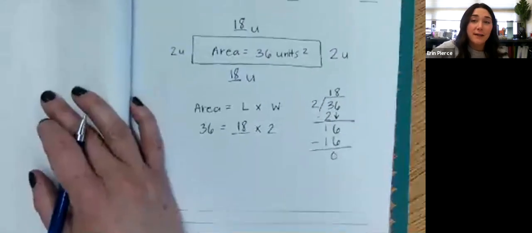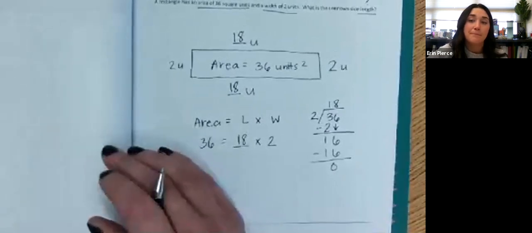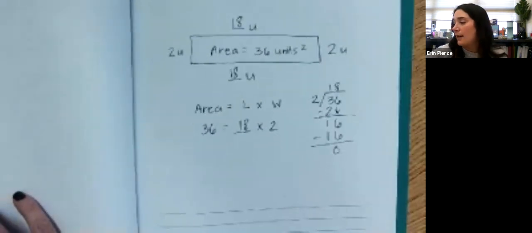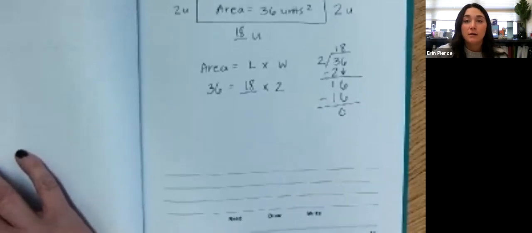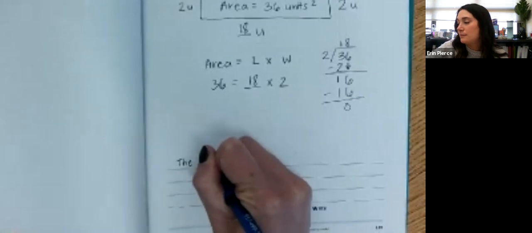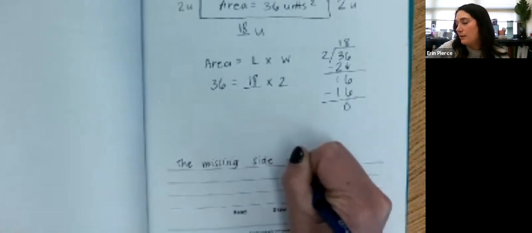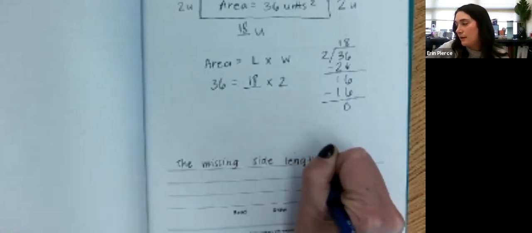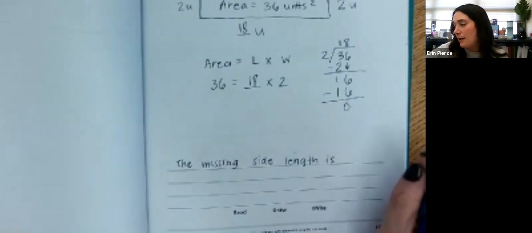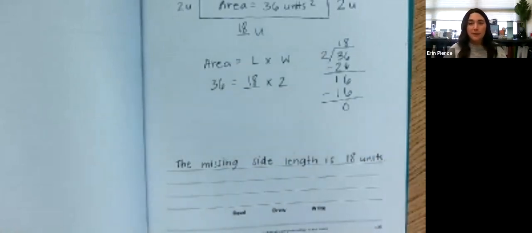And from there, you could find out your perimeter. It does not ask us for our perimeter. So let's go ahead and write a quick little sentence. The missing side length is 18 units. Okay? Make sure you write down your sentence and give me a thumbs up when you are ready.